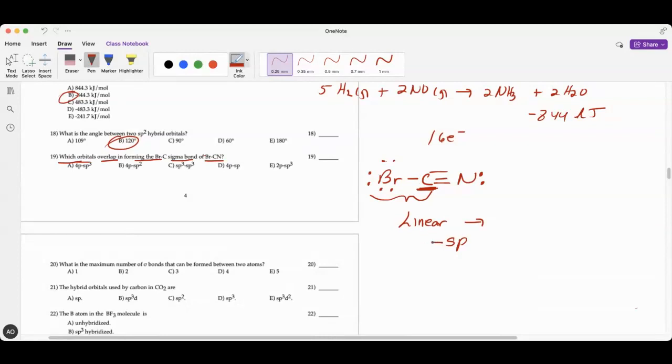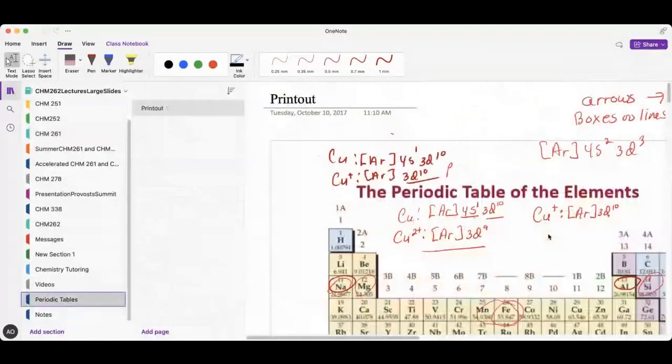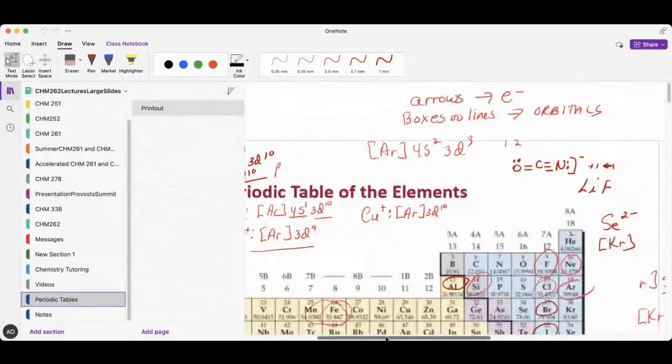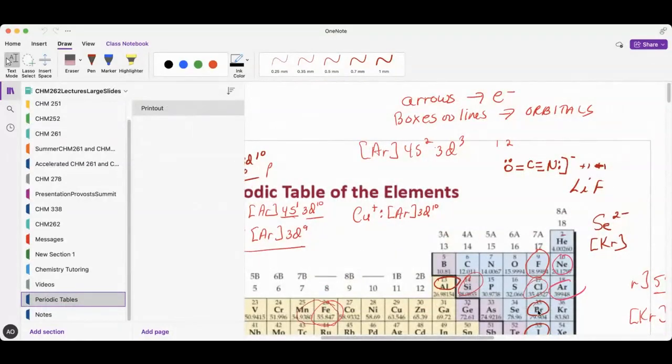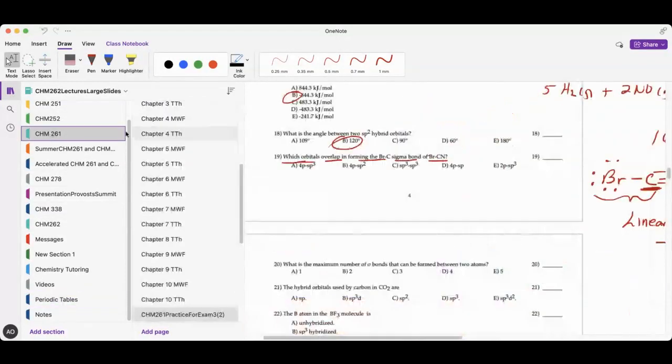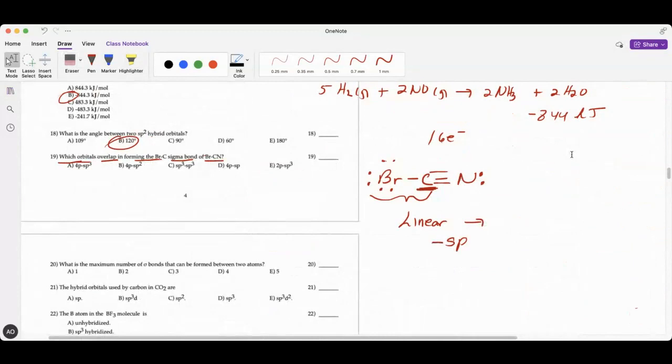So what we have is overlap of an sp hybrid orbital, and we're looking at the bromine. If you look at the periodic table for bromine, this is going to be a 4p unhybridized orbital. So we have overlap between the 4p unhybridized orbital of bromine with an sp hybridized orbital of carbon. So the answer here would be D.